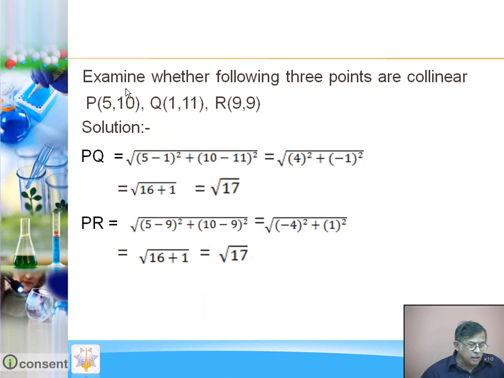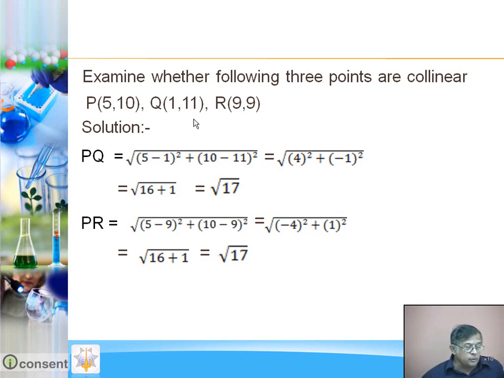Now another example: examine whether the following 3 points are collinear. We know that if points P, Q, R are collinear, that is they are on the same line, then the sum of two distances must be equal to the third distance. So if Q is between P and R, then PQ plus QR is equal to PR. If R is between P and Q, then PR plus QR is equal to PQ, like this.